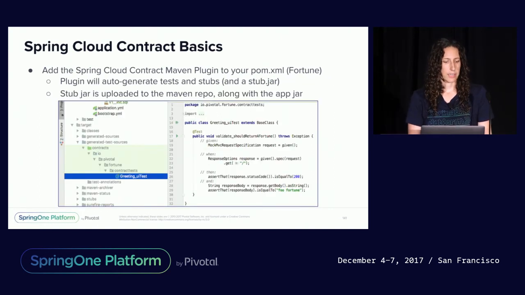This is the auto-generated test. So we didn't even have to write this. This is auto-generated by the plugin. It'll generate the stubs, it'll generate the tests, and it'll put that all into a stub.jar. And now when that application is built, not only is your Fortune service jar file uploaded to Artifactory, but the stub jar file is also uploaded to Artifactory at the same time, even before you wrote any code. So now Greeting can start testing against our stub before Fortune has to do any work. So really a lot of benefit.